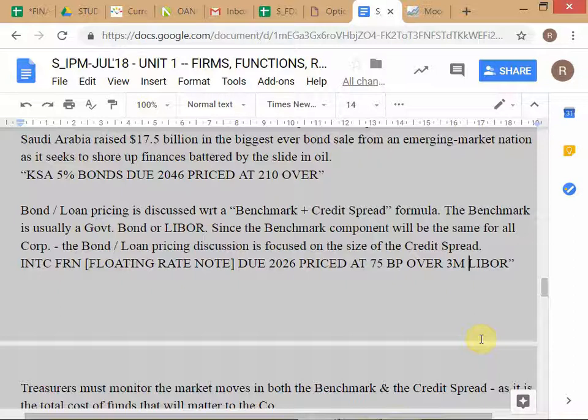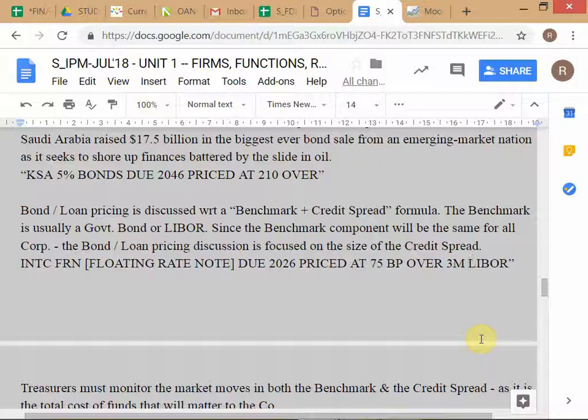Is this clear? On any given day, 1 month LIBOR is not the same as 3-month LIBOR, because your borrowing rates are not the same for different maturities. Therefore, when you're fixing a benchmark for a floating rate debt issue, you need to specify the term of LIBOR against which you're benchmarking. Is it 6-month LIBOR? Is it 3-month LIBOR? Is this clear? Otherwise, the information is not complete.